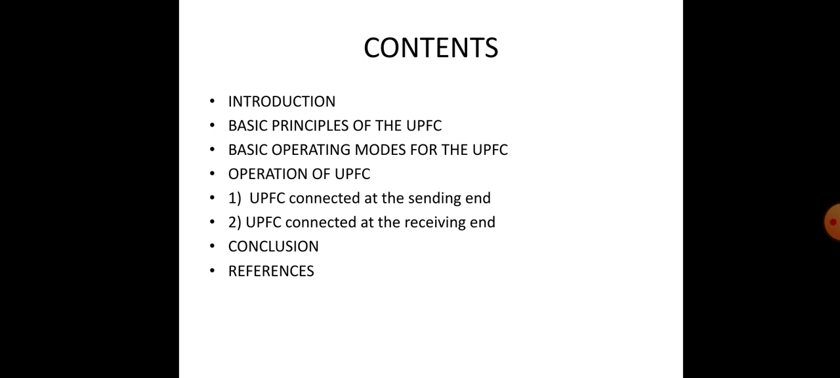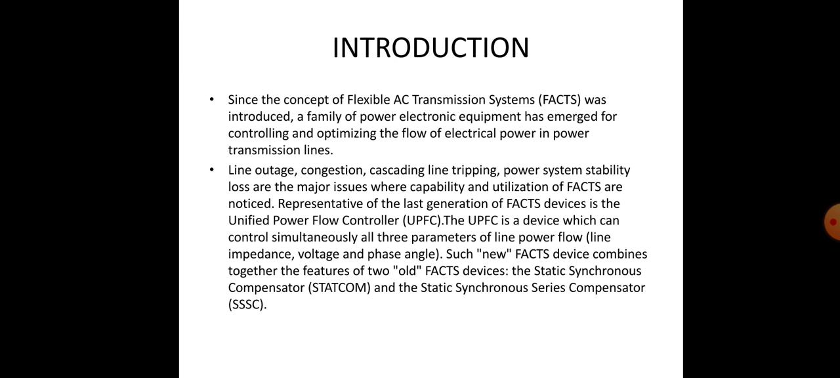Starting with the introduction, since the concept of flexible AC transmission system, that is FACTS, was introduced, a family of power electronic equipment has emerged for controlling and optimizing the flow of electrical power in power transmission lines, like line outage, congestions, cascading line tripping, power system stability losses. These are the major issues where the capability and utilization of FACTS are noticed, and representative of the last generation of FACTS devices is the UPFC.